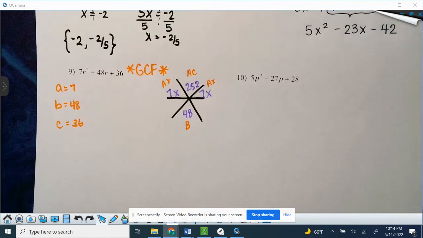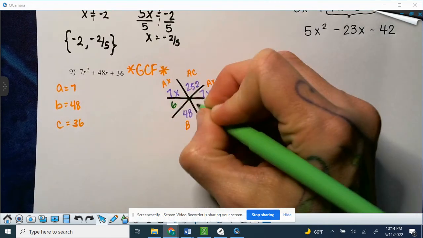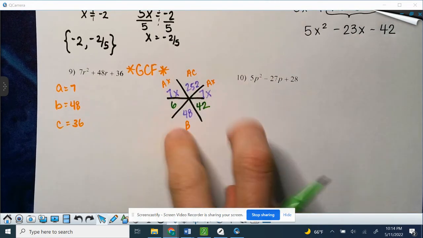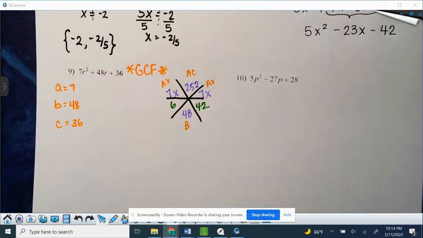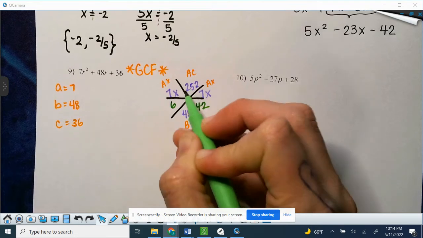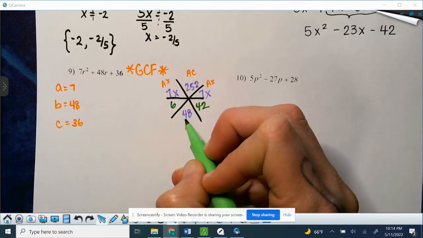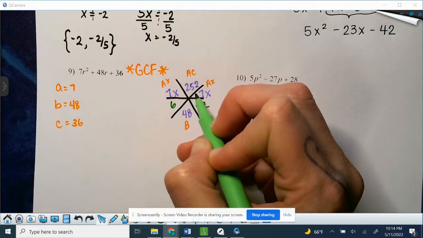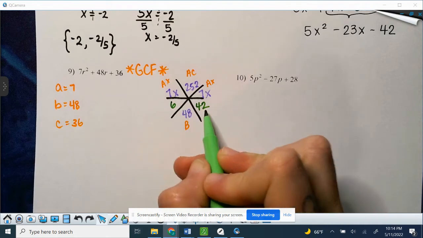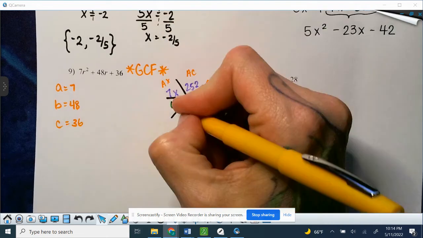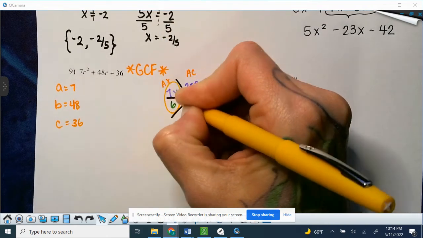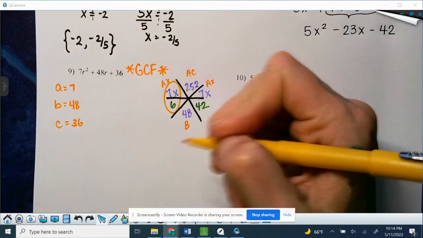So we're going to put 6 and 42. And it doesn't matter where you put it, in the first or the back, as long as you have a pattern that works for you. B is positive and our multiplication. So the sum is positive and the product is positive. So both of these are going to stay positive. We're going to look at this 7 and this 6. It cannot reduce because 7 is odd and 6 is even. So it's good to go.